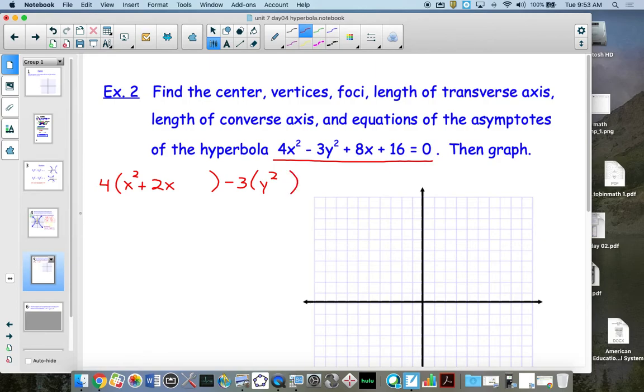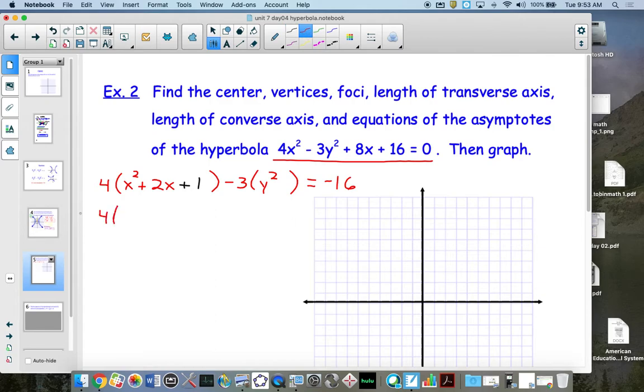So I'm just going to leave it like that. And then let's move the 16 to the other side. So now to complete the square, this would need to be, take 2 divided by 1, 2 divided by 2 is 1, and then square it. So this is going to need to be a plus 1. We don't have to complete the square for the y term, because there's no y to the first power. So now we have what we need.